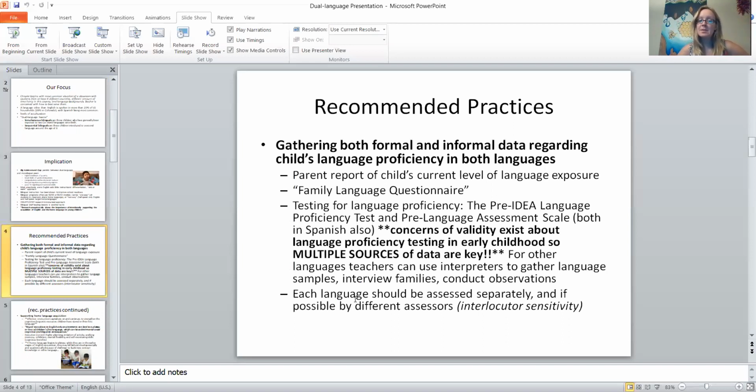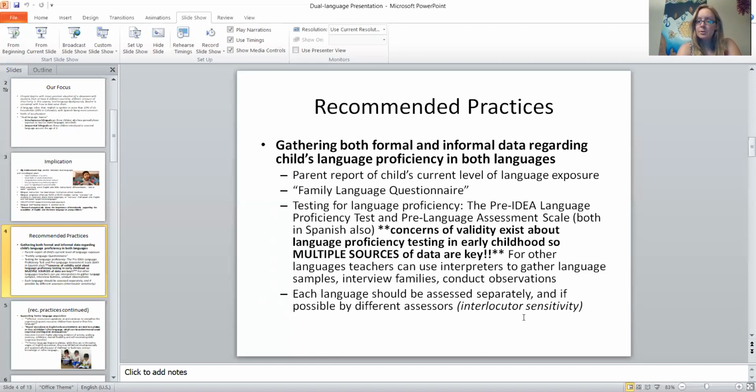Because, for these other languages, teachers can use interpreters to gather language samples and family interviews. They conduct their own observations. They can video record during play, at home. So all these multiple sources will be really key to finding out the language proficiency in both languages. And it's important that each language is assessed separately, and if possible by different assessors.